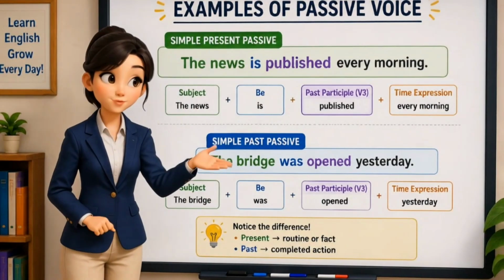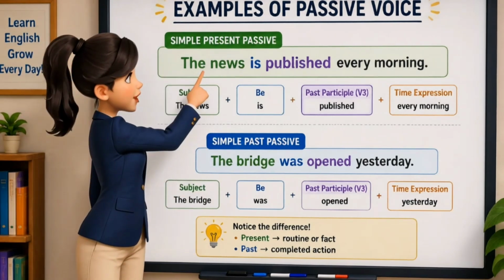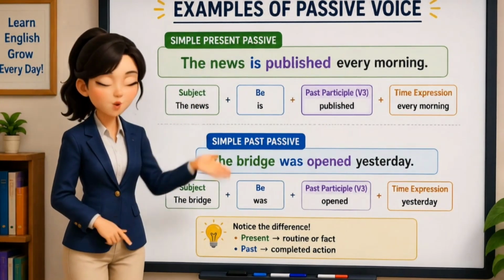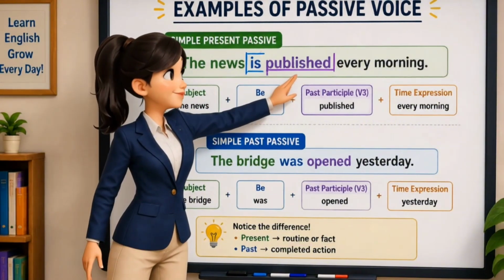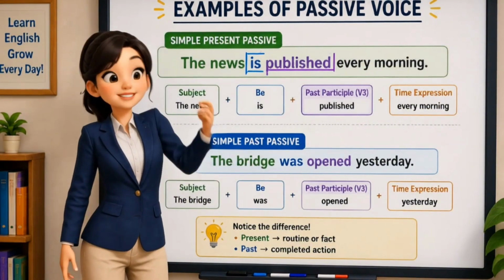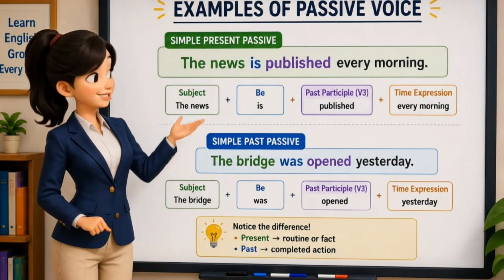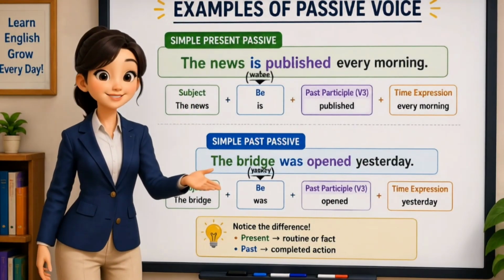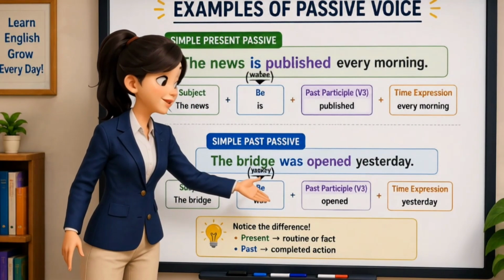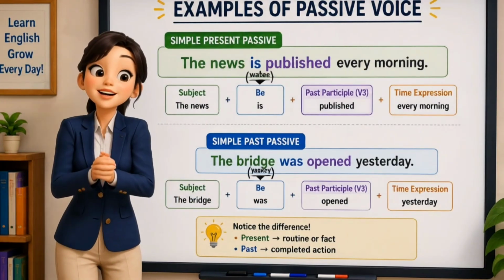Now let's look at two examples of passive voice. The news is published every morning. In this sentence, the news is the subject and is is the helping verb. Published is the past participle. Because this action happens regularly, we use the simple present passive. Now let's move to the second example. The bridge was opened yesterday. This is written in the simple past passive. It follows the pattern was plus the past participle. So was shows that the action happened in the past.